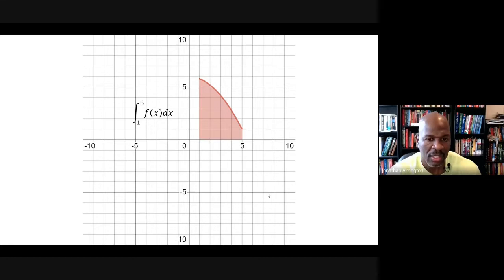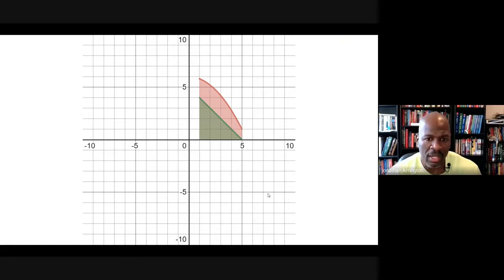And then if we look at the area under the curve of g, we get it from the integral from 1 to 5 of g. So that's the area under g, and that's the area under f from 1 to 5. And that's the area that we want, between f and g.